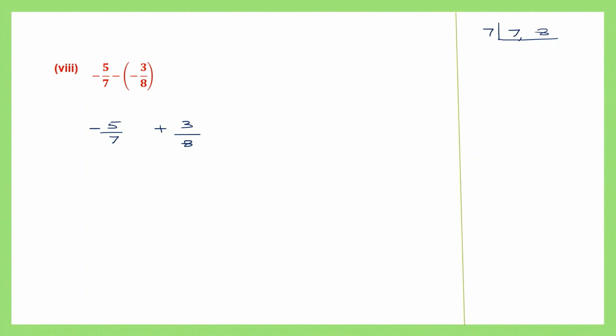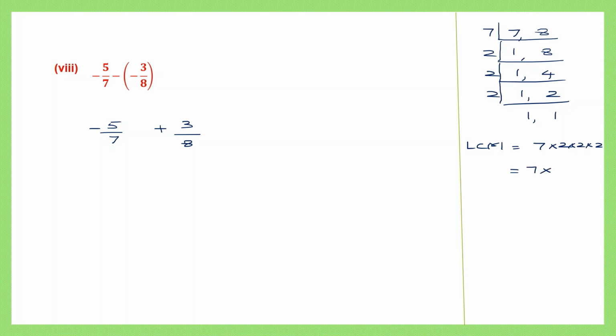Let's begin with 7. 7 ones are 7 and then 8. Now we have to use 2, 1 and 2 fours are 8. 2, 1 and 2 twos are 4. Again use 2, 1 and 2 ones are 2. So now our LCM will be 7 into 2 into 2 into 2. So that is 7 into, let's multiply the 2's. 2 twos are 4, 4 twos are 8. 7 8s are 56. So let's use that as the common denominator here, 56.